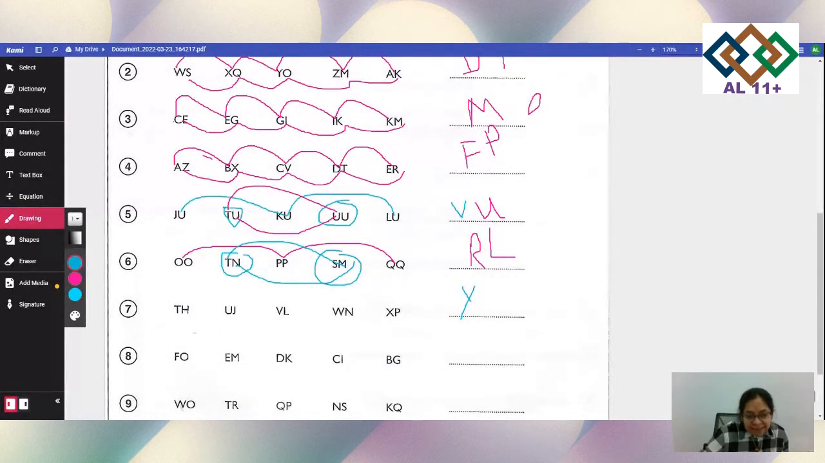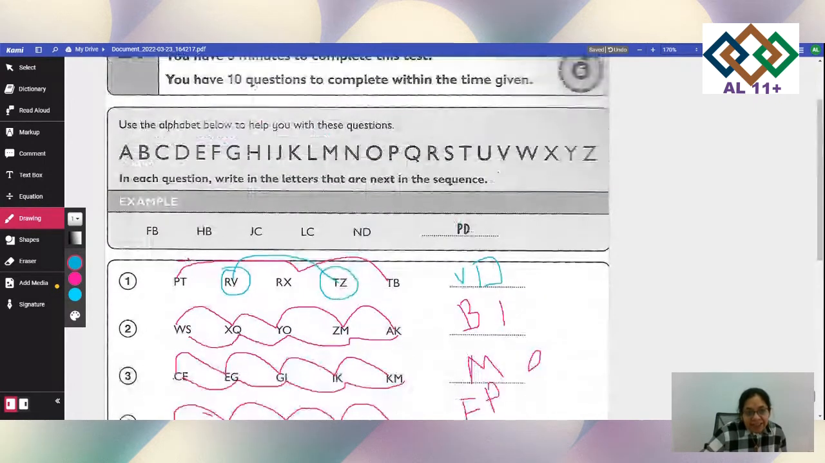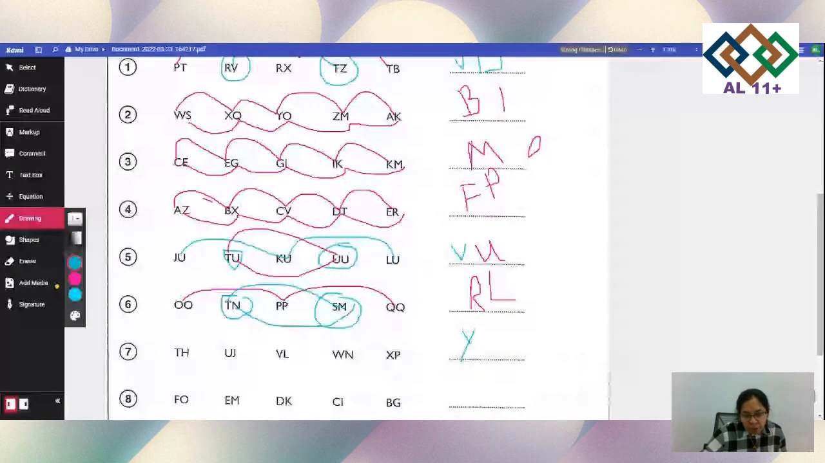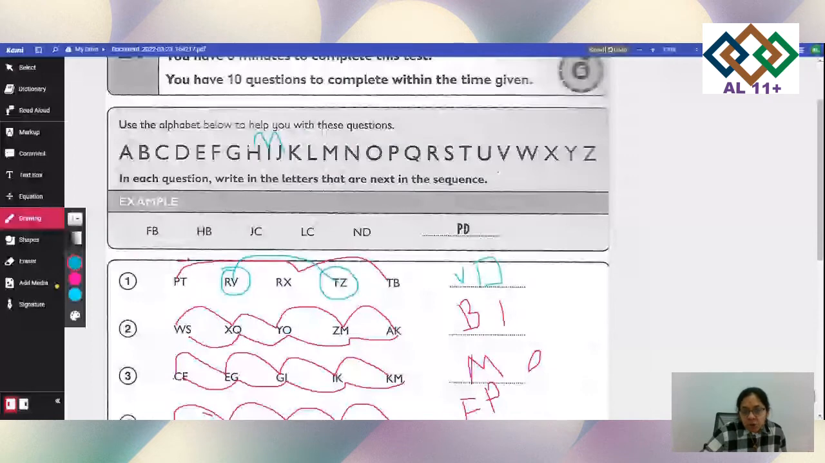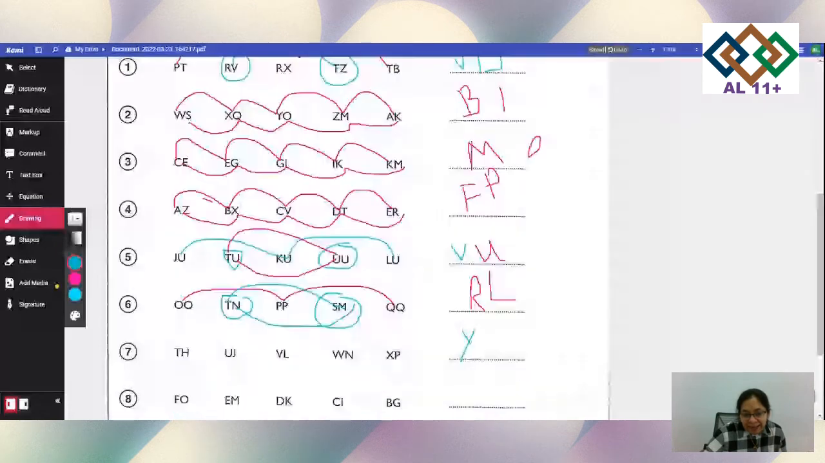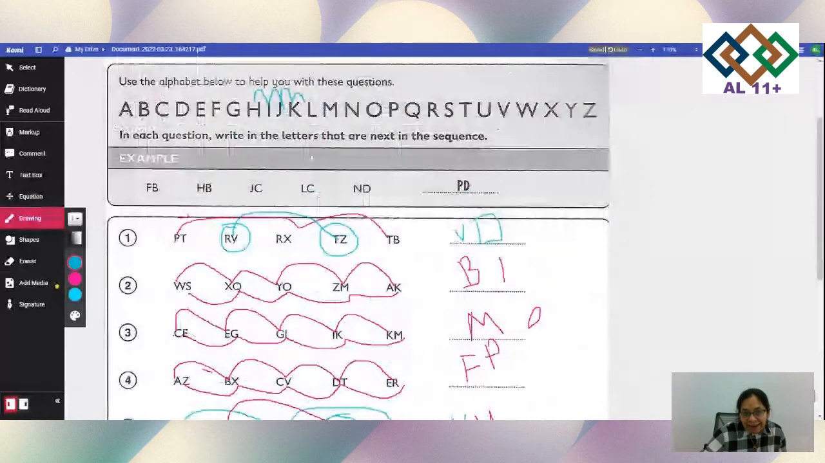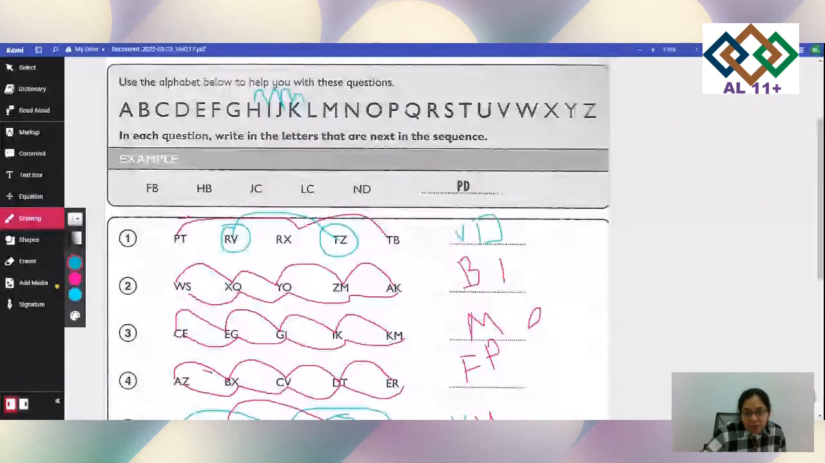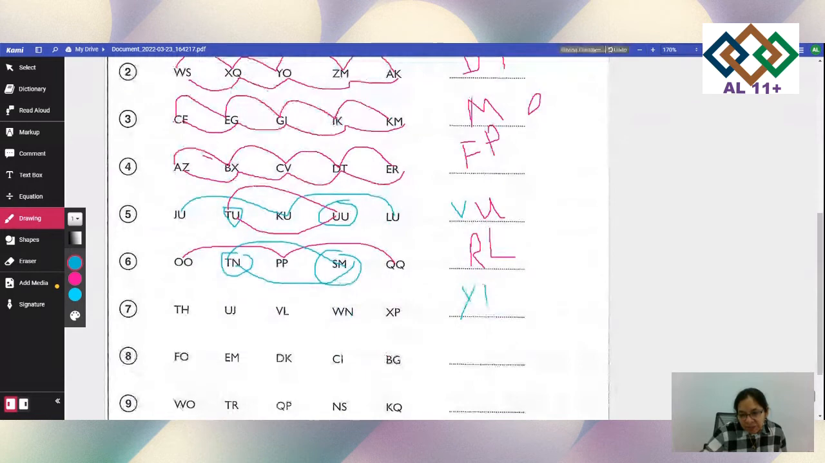And the next one is H to J. H is here, J is here. So how many forwards are you going? Plus 1 plus 2. So that's 2 forward. From J to L, again it will be plus 1 plus 2 going 2 forward. And then from L to N, again you're going 2 forward. And then from P going 2 forward would be plus 1 is Q, plus 2 is an R. So your answer for this one is YR.